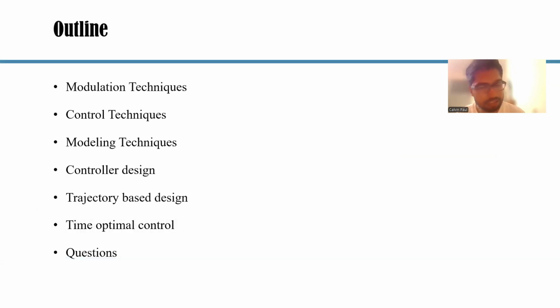This is the outline of your course, where you have learned a lot of things. You've been taught about modulation techniques, control techniques, and certain methods we use to model our converter, like how do we analyze it. To analyze it, we prepare a model. Then to actually run our hardware, we need a controller to run it in closed loop, so how do we design the controller? Then certain aspects were taught about trajectory-based design, and time optimal control also was taught.